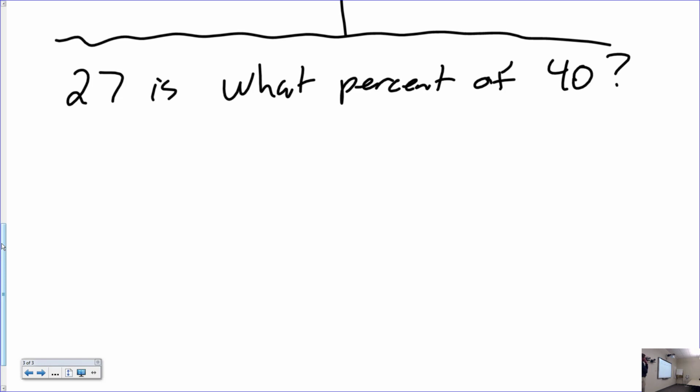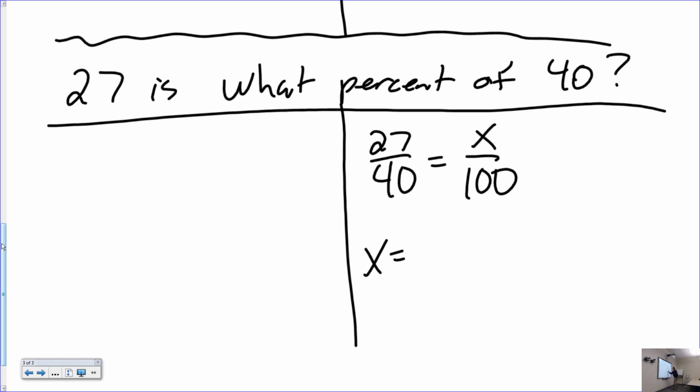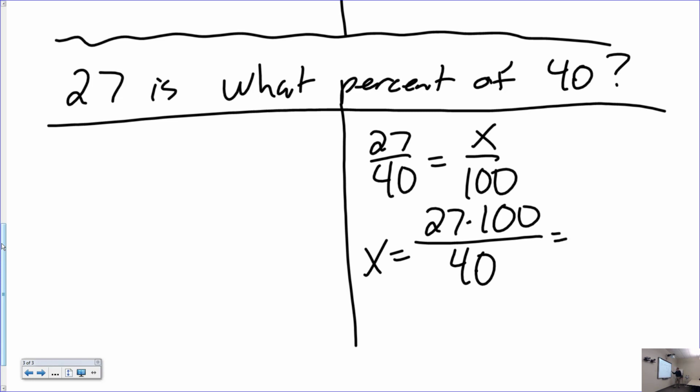So it would be 27 over 40 equals x over 100. And then 27 times 100 divided by 40 equals x. What's 27 times 100 divided by 40? 67.5. And note, this number is a percent.